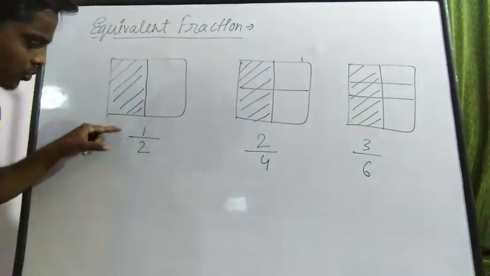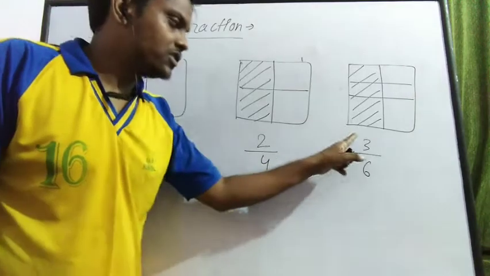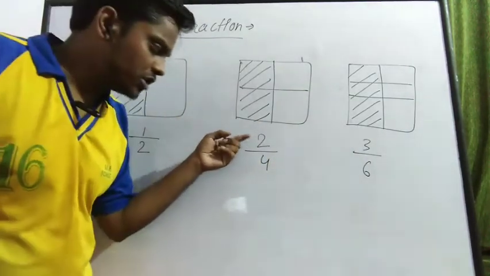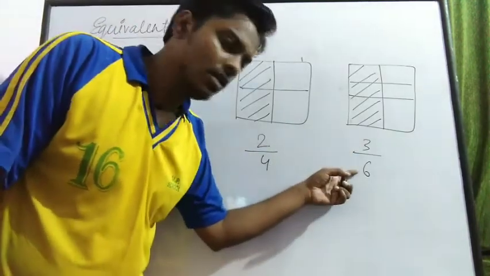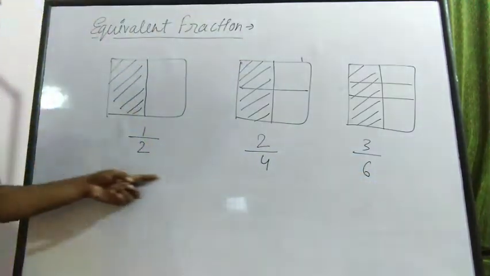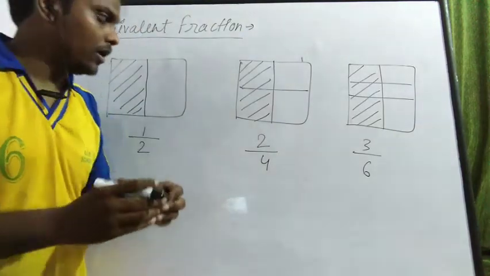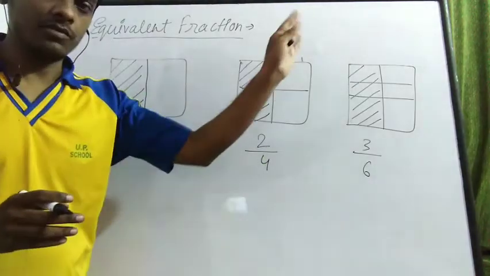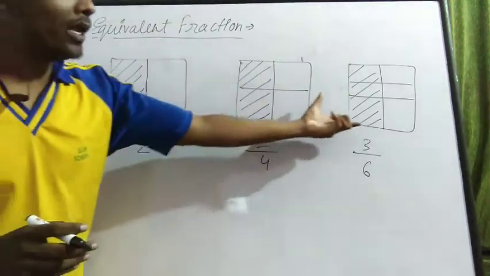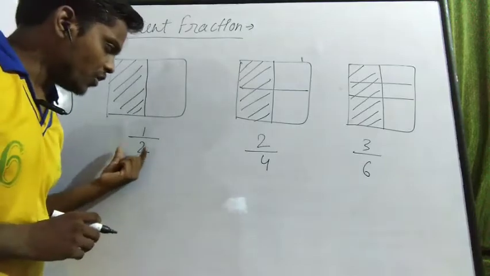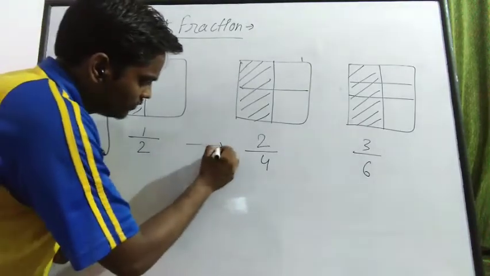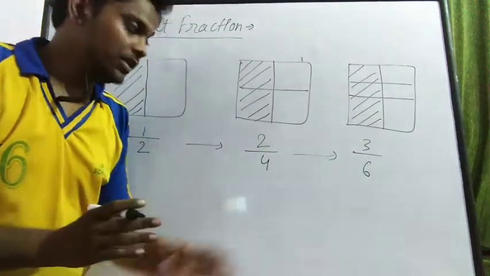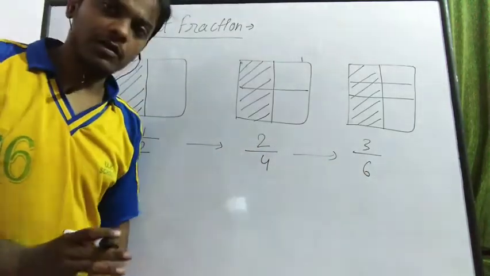So it is 1 upon 2, it is 2 upon 4, it is 3 upon 6. See, 1 just double is 2, 2 just double is 4, 3 just double is 6. They all have maintained equal selection. So these are the equivalent fractions, 1 upon 2, 2 upon 4 and 3 upon 6. They all are the equivalent fraction.